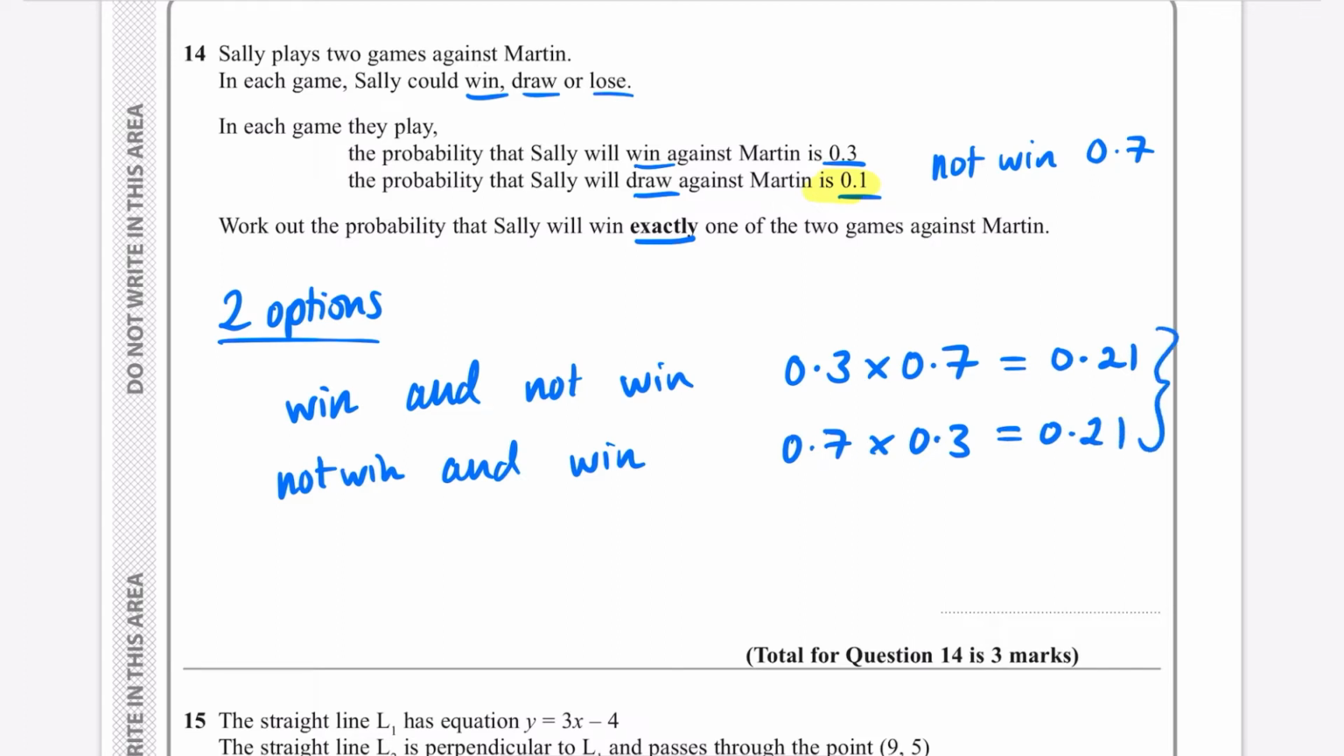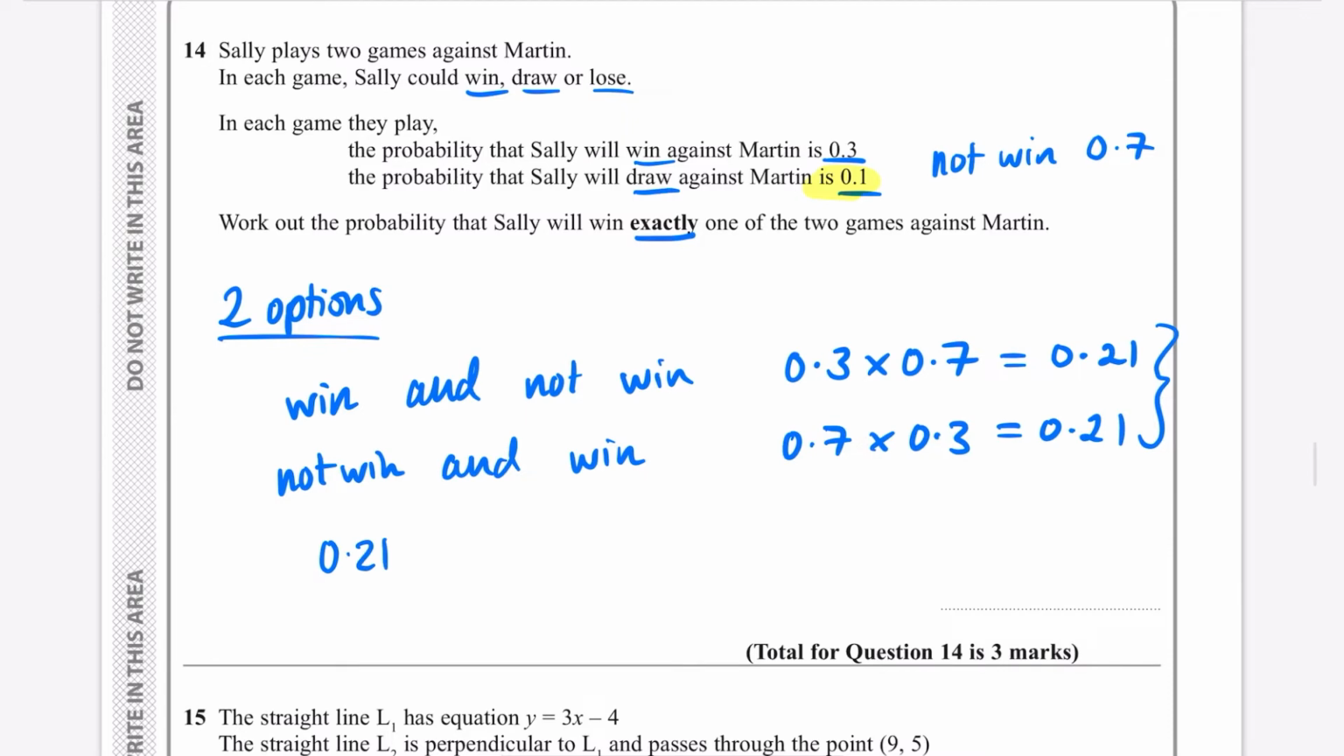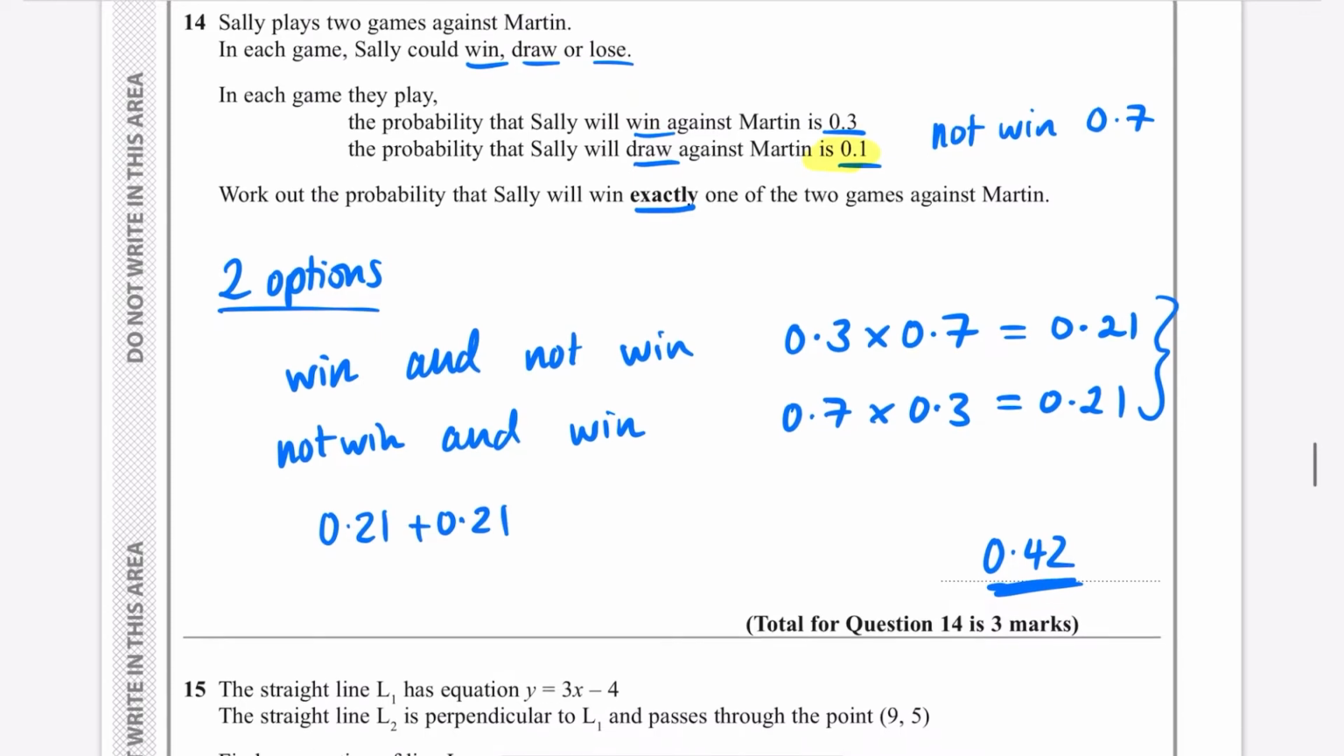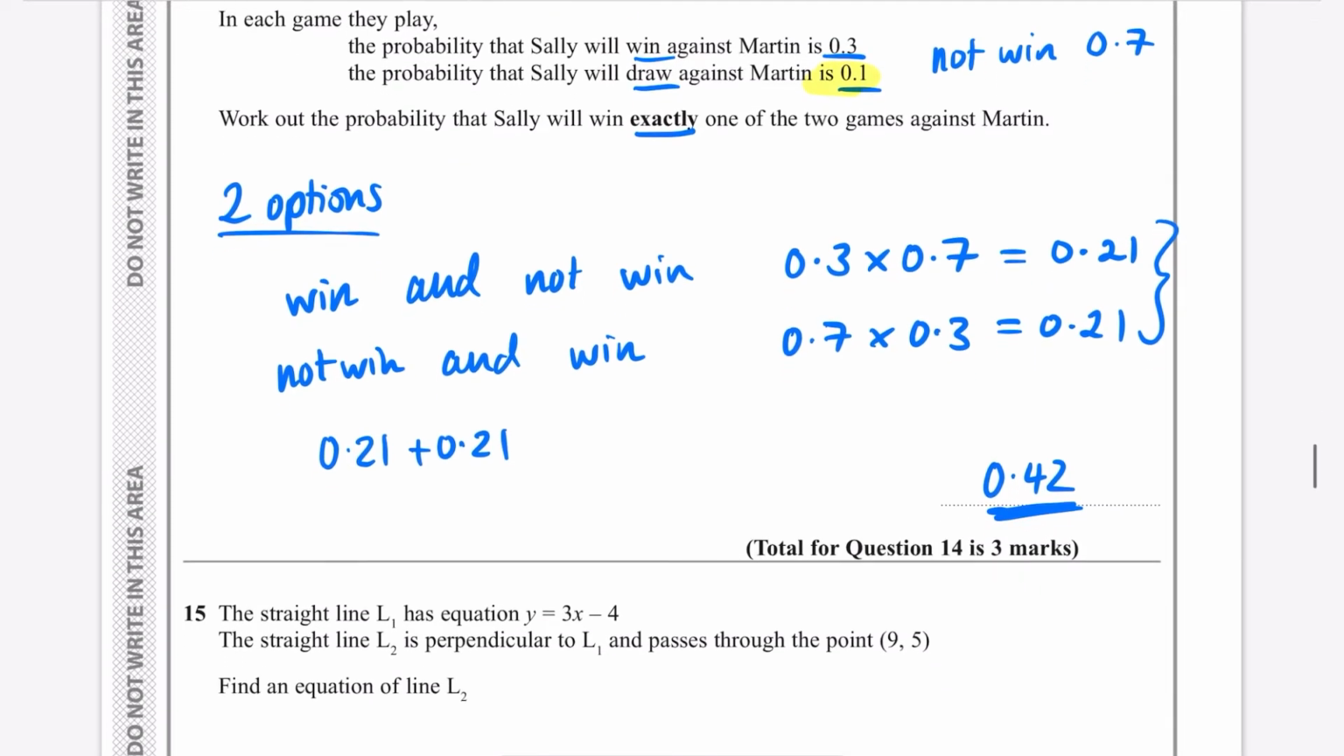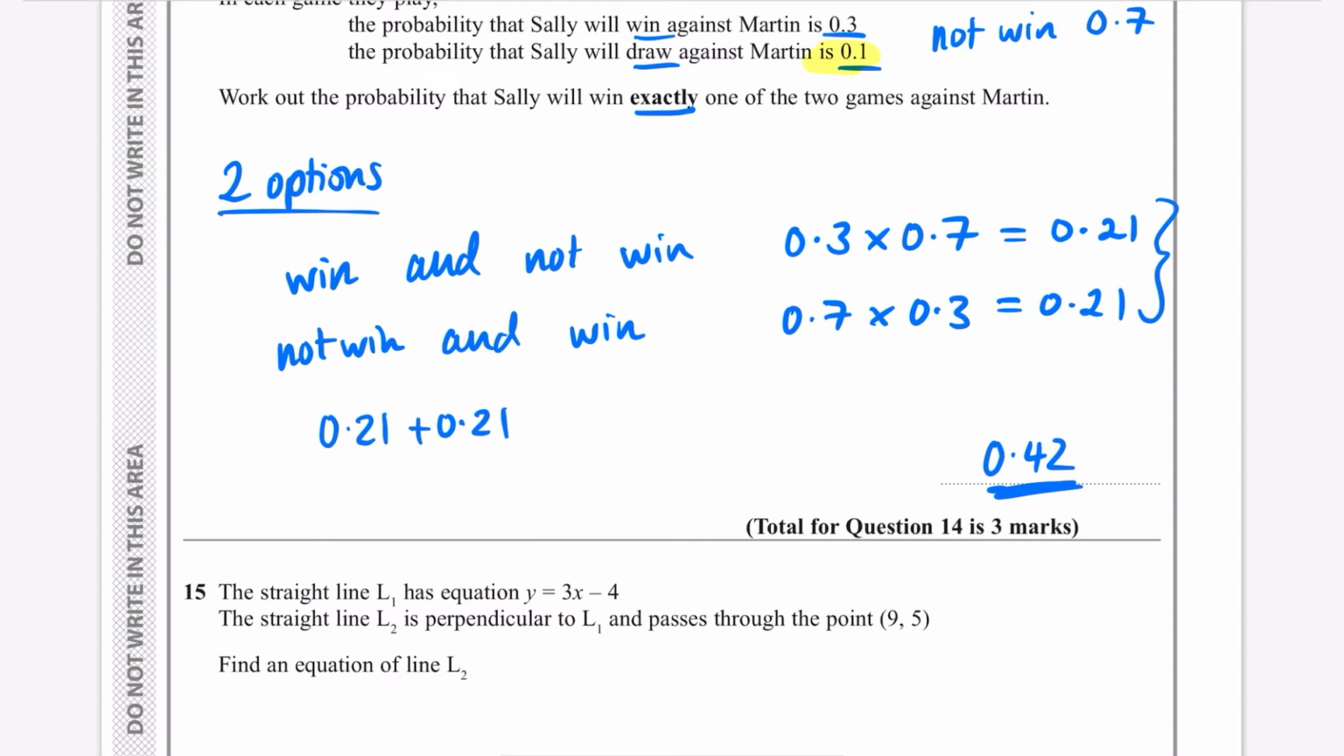Because we want to find that probability overall, we're going to do 0.21 plus 0.21, which is 0.42. So the probability that she wins at least exactly one of the games is 0.42.